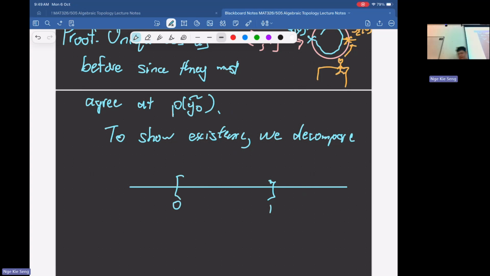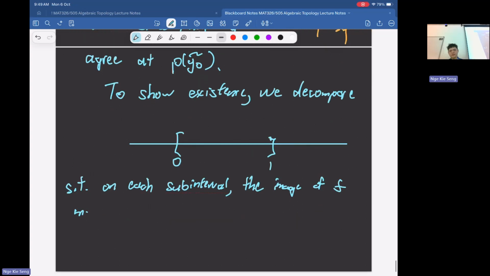So how do we decompose it? We decompose it such that on each subinterval, the image of f misses at least one point in x1. Is it possible or not? It should be possible, right? You cannot have one interval that forever fills up x1. Does it make sense?